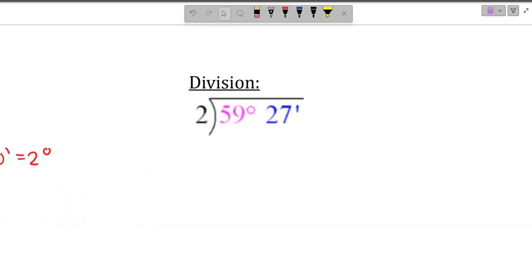And same with division. So when we're dividing, we're not doing any long division here. We're just going to take 59 divided by 2 and 27 divided by 2. So when we do that, we're going to get 29.5, and then 27 divided by 2 is 13.5. Now, what do we do in this situation?